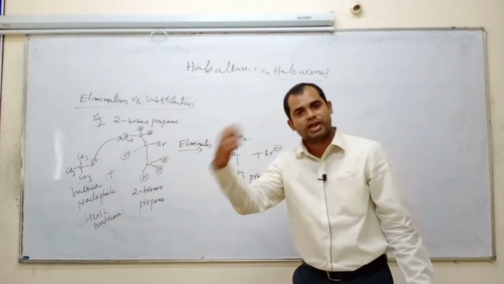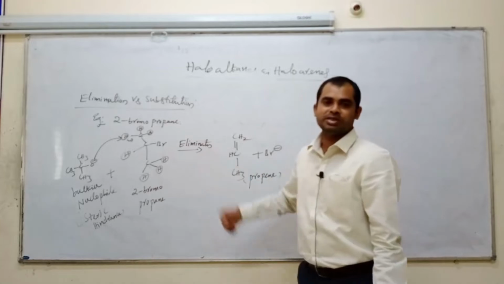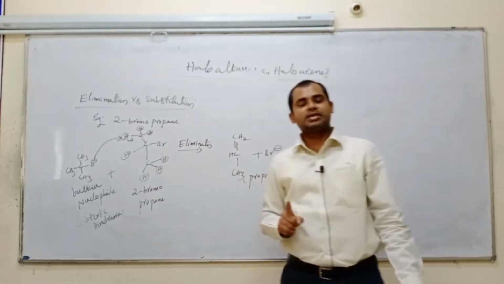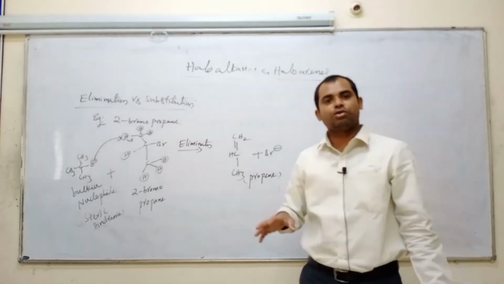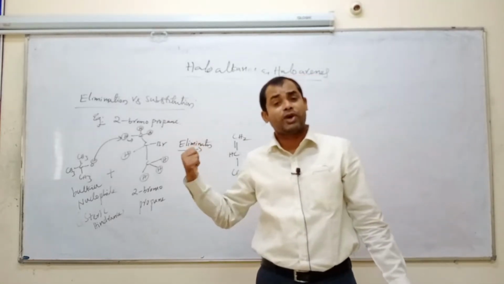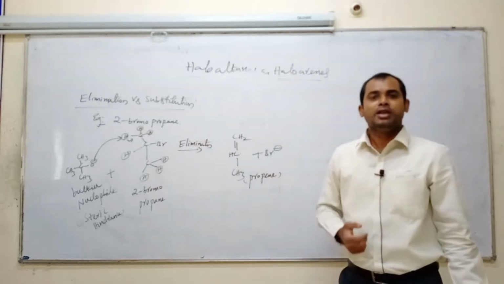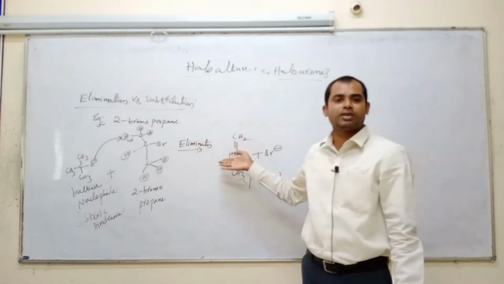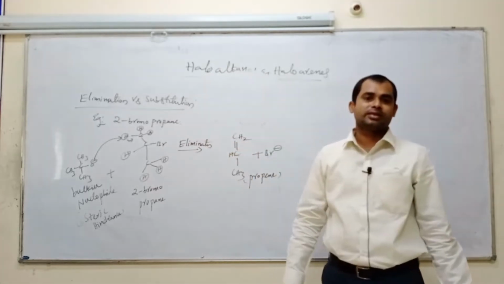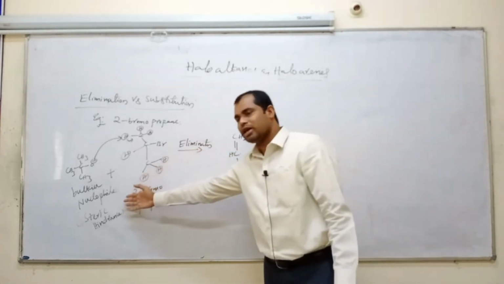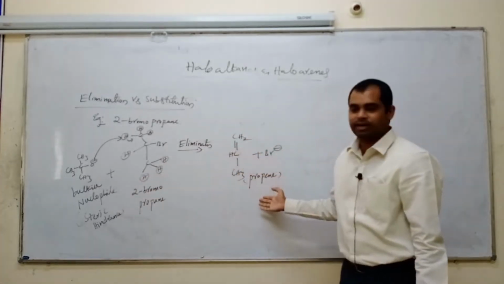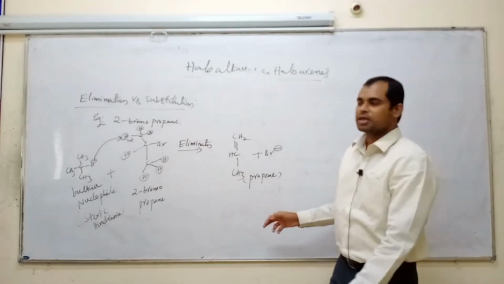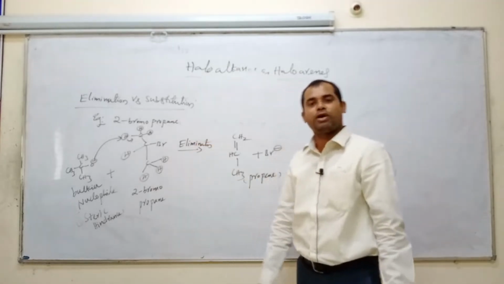So always it abstracts the proton, which undergoes an elimination reaction. When alkyl halides react with a base or nucleophile, it depends upon one factor: the size of the nucleophile. If the nucleophile is bulkier, it always favors elimination reactions. So if a bulkier nucleophile is there, it easily undergoes elimination to form the alkene. Now let us see what happens if the nucleophile is small.